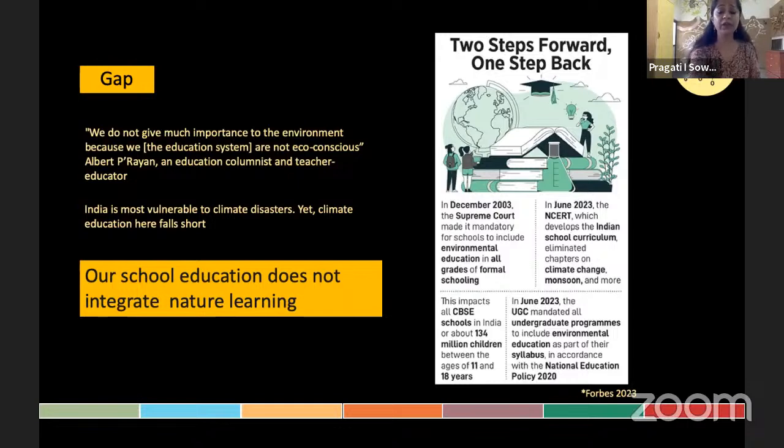In fact, if you look at the screen, it says that in December 2003, the Supreme Court made it mandatory for schools to include environment education in all grades. But is that really happening? If it is, to what extent is it happening? So that's one of the major gaps that we see in schools, in our education system today.